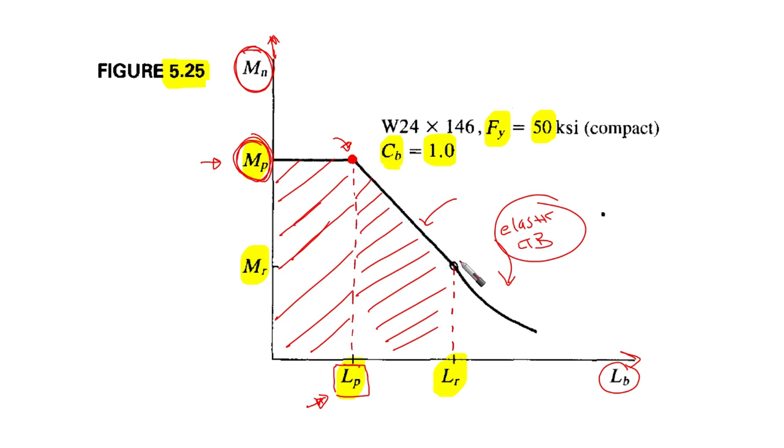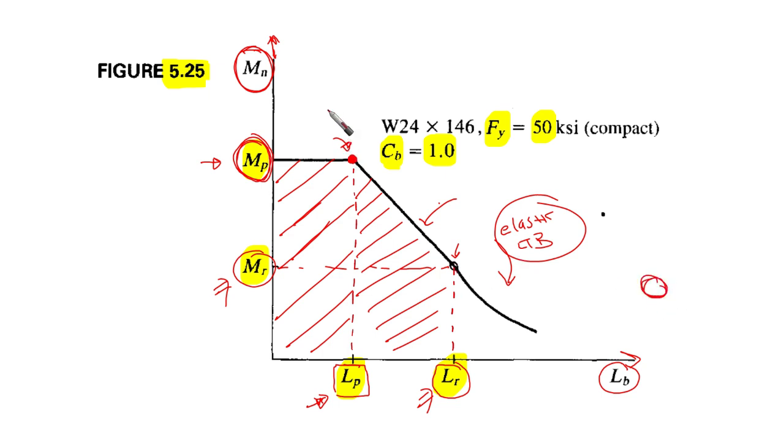And after that, we are going to find another hollow circle, as you can see it here. This hollow circle is represented on the vertical axis with MR, and on the horizontal axis by LR. So this is MR, which is the proportional limit distinguishing between the inelastic part and the elastic part of the lateral torsional buckling. So we are going to see this as a hollow circle. Remember that.